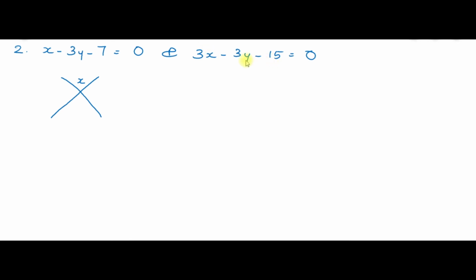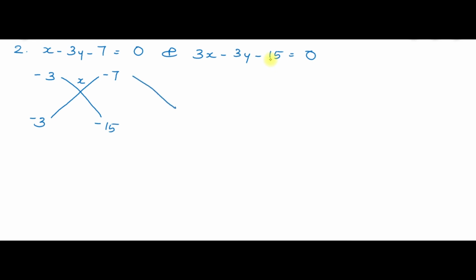Here y values are minus 3 and minus 3. So order cannot change. You have to first write y values here. Then you have to write the constant terms. Here constant terms are minus 7 and minus 15. So you have to mention minus 7 here and you have to mention minus 15 here.